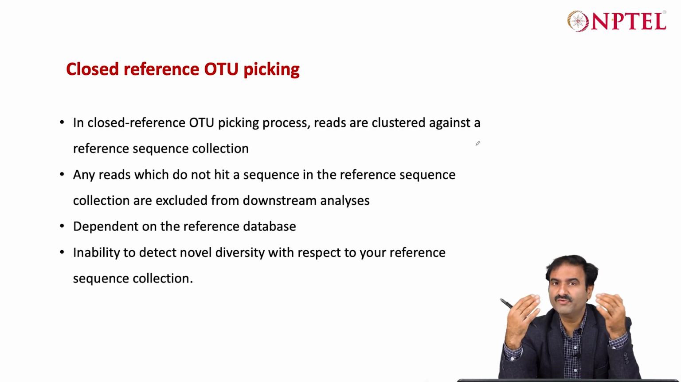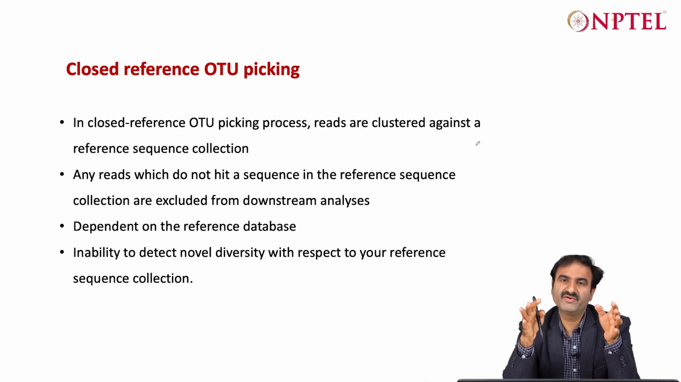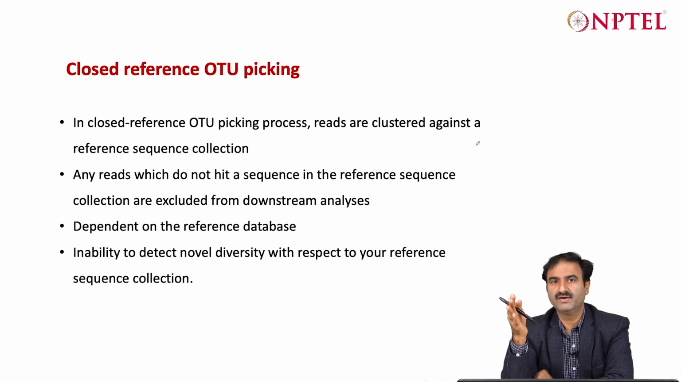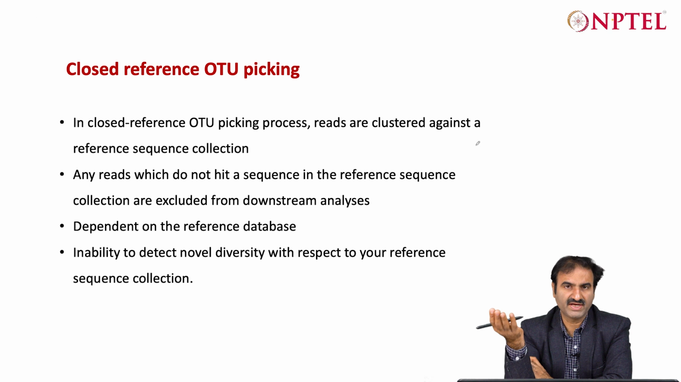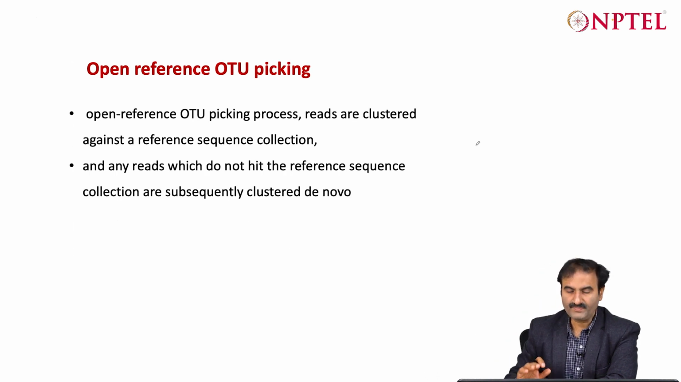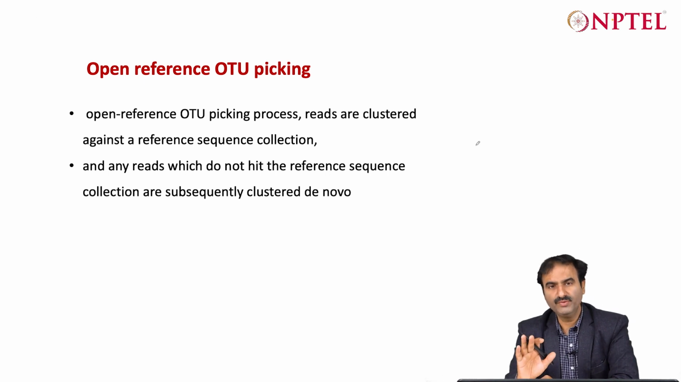So if only close reference is used, it may lead to a lot of data loss, depending upon the location or the metagenome environment you are talking about. It may have so many new species that will not find a match in your closed reference OTU picking, because you are using a reference database for the identification of OTUs. Therefore, a combination of the two is used.